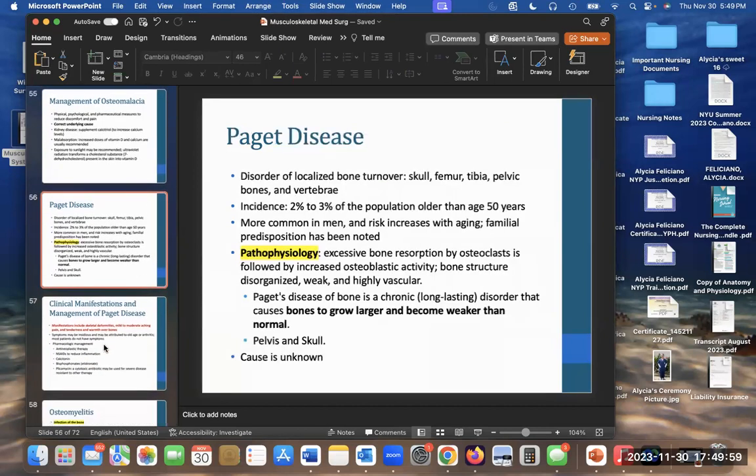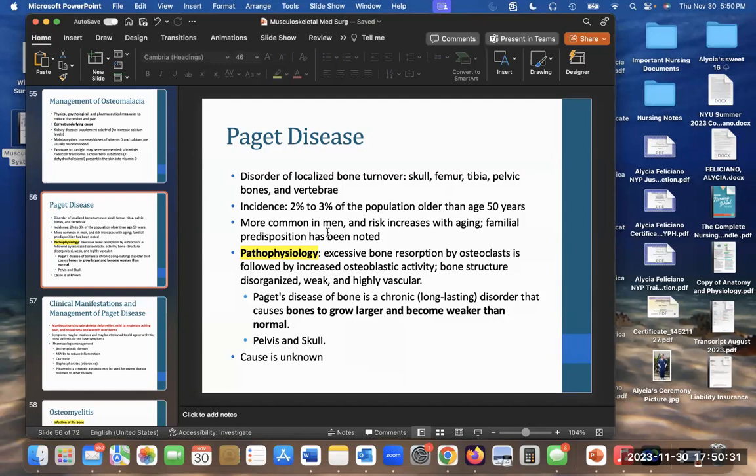Now, I don't know if this is called Paget's or Paget's disease. I don't know. But basically, the problem with this is that we have excessive bone resorption. We typically see this in a population of older than 50 and mainly in men. And it usually has a family history. So what happens is those osteoclasts are breaking down the bone. And we do have increased osteoblastic activity. Remember, there's an imbalance. So there's more osteoclasts and not enough osteoblasts.